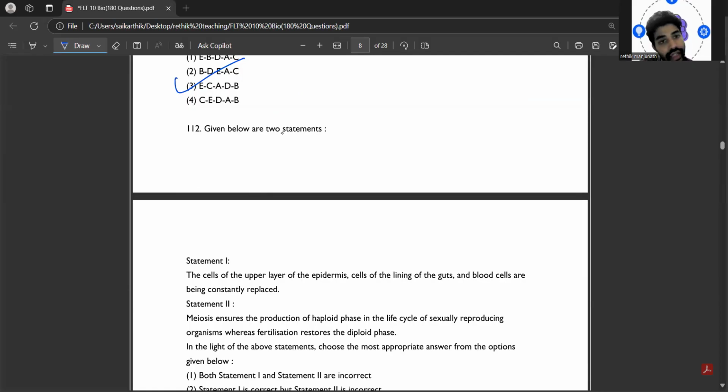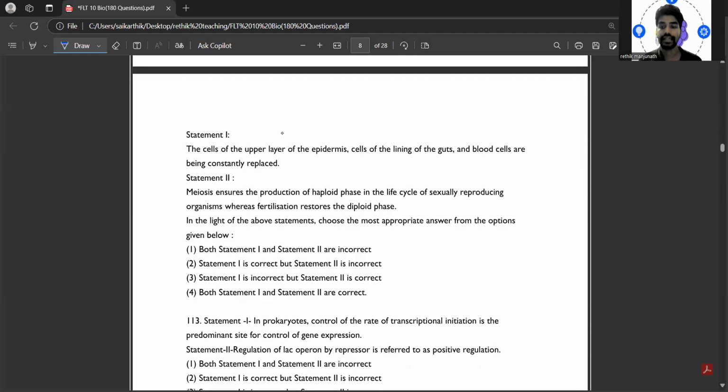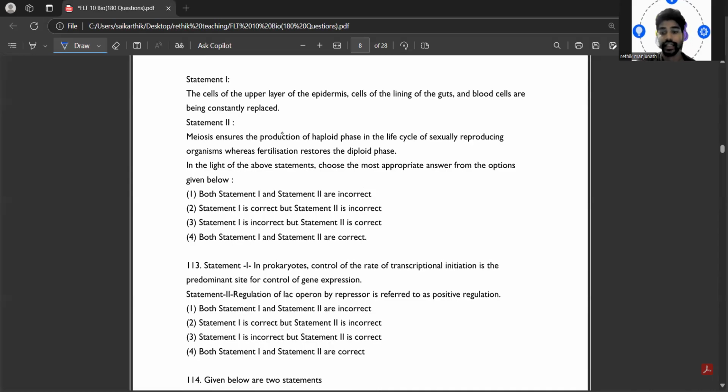112. Given below are two statements. Statement 1 says that the cells of the upper layer of the epidermis, cells of the lining of the gut, and the blood cells are being constantly replaced. And statement 2 says that meiosis ensures the production of the haploid phase in the life cycle of sexually reproducing organisms, where fertilization restores the diploid stage. Both the statements are actually correct here.